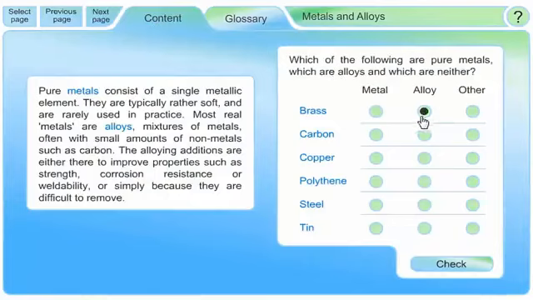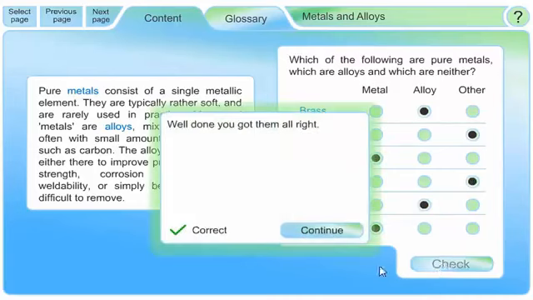Brass therefore is an alloy, carbon is not a metal, polythene is not a metal, steel is an alloy, tin is a metal, copper is a metal, and we can check if we're correct by clicking that.